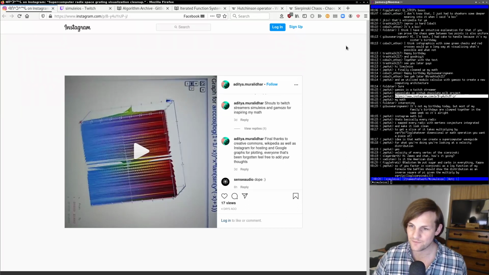So if you factor in Sierpinski as a log function of my formula, the baffles should show the distribution as an inverse square of pi, given the multiply by square root of log Sierpinski. Huh. I need to think about that a bit more.